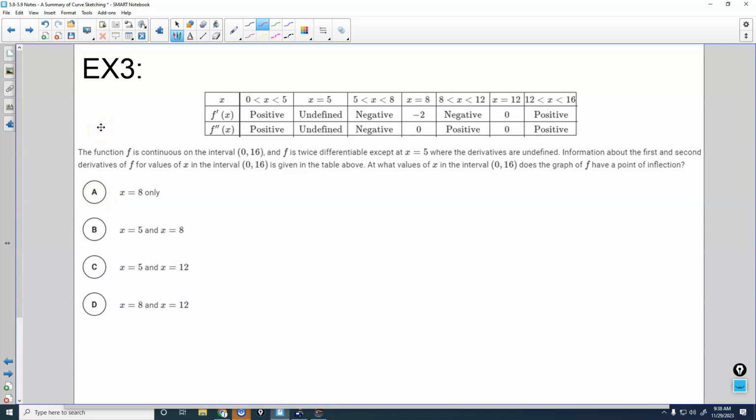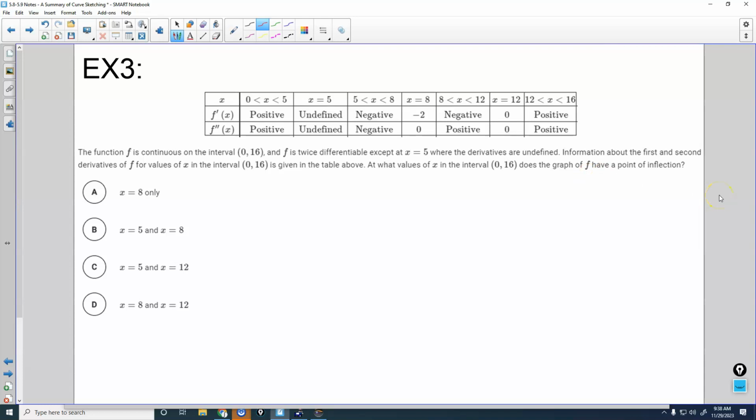Alright, the function f is continuous on the interval from 0 to 16. f is twice differentiable except at x equals 5, where the derivatives are undefined. Information about the first and second derivatives of f is given in the table above. At what value does the graph of f have a point of inflection?